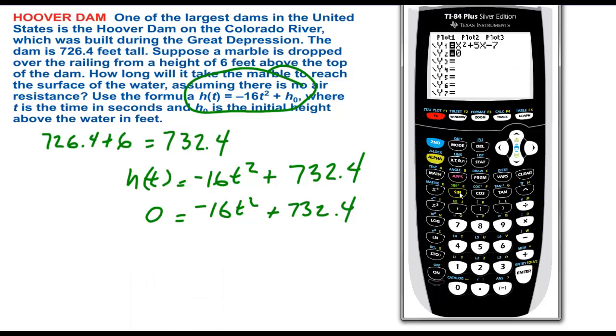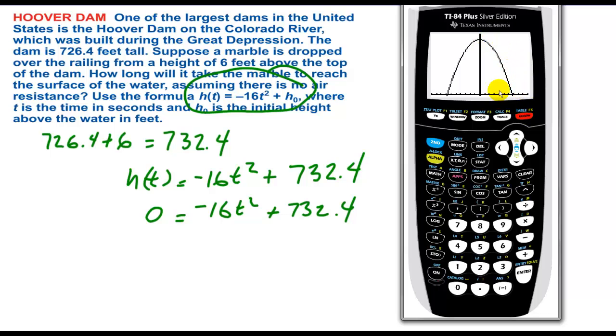Go y equals negative 16 x squared plus 732.4. Again, if I want to see this, I'm going to have to look up pretty high because at 0 we're at 732. You wouldn't think it's going to take too long for the thing to drop, so let's keep that at 10 seconds. But let's go up to 800 just so we see the height and the fall. Go ahead and graph it. And there we go, dropped it down, and there it falls.